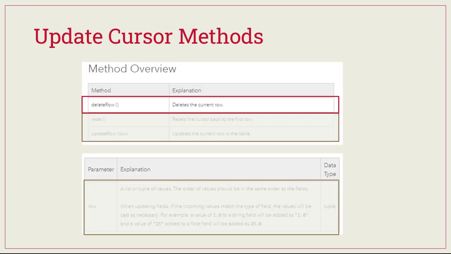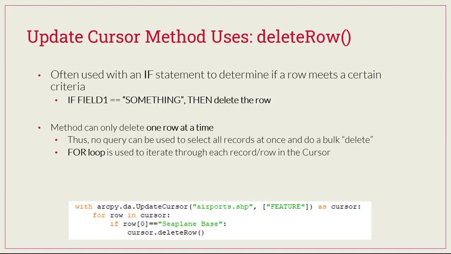All right, the last update cursor method we're going to talk about is the delete row method. And notice it's a very nice, succinct explanation. It deletes the current row. That's exactly what the delete row method is going to do for us. The delete row method is often used with an if statement within your for loop to determine if the row meets a certain criteria. So remember, this methodology, this delete row method, can only delete one row at a time, whatever is being held in that one row of the cursor object.